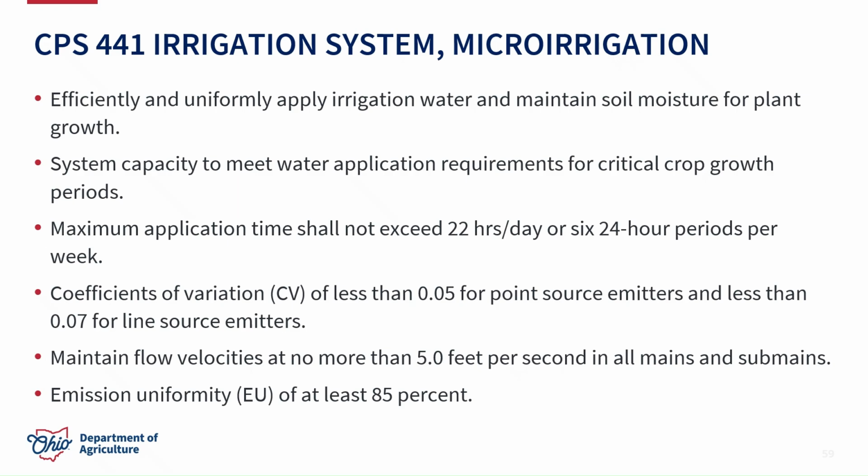We want this micro irrigation system to uniformly distribute the water throughout the field so we're not having to over irrigate in certain areas to make sure that we're hitting that critical amount of water needed. And we want that EU to be designed for at least 85%.